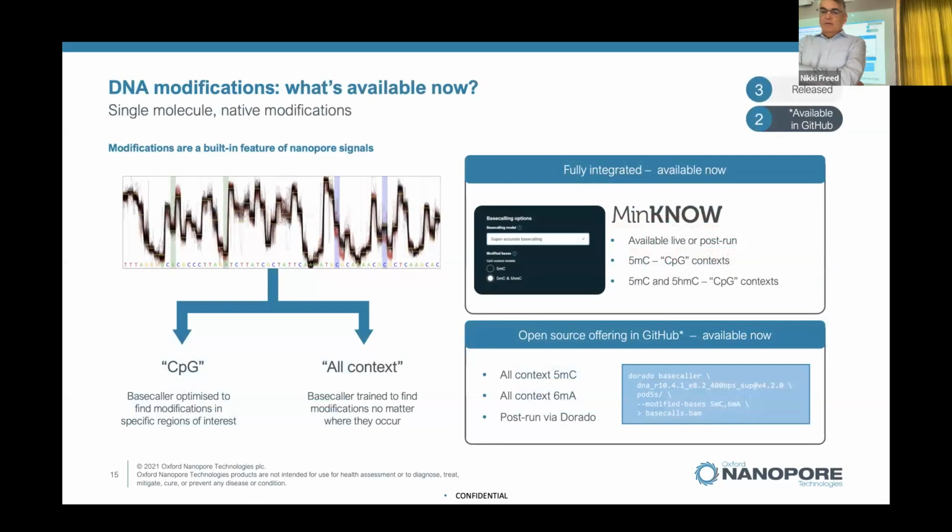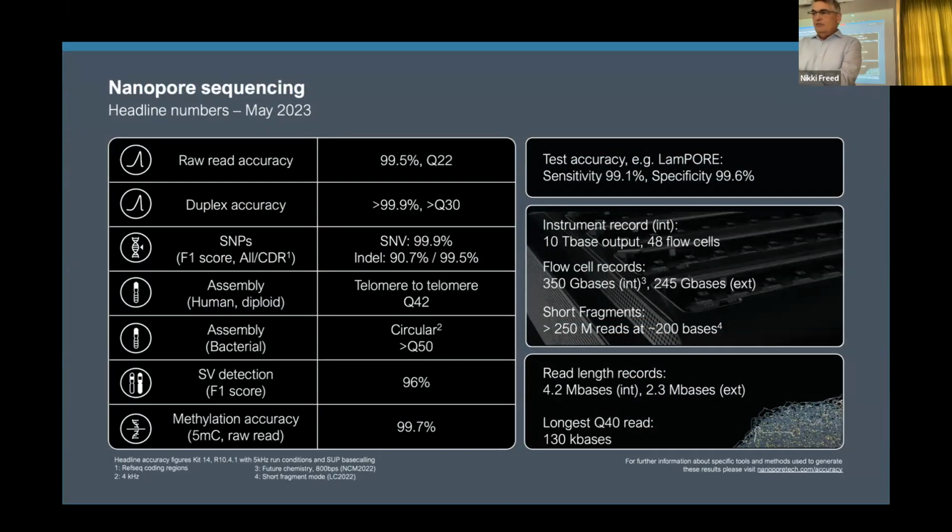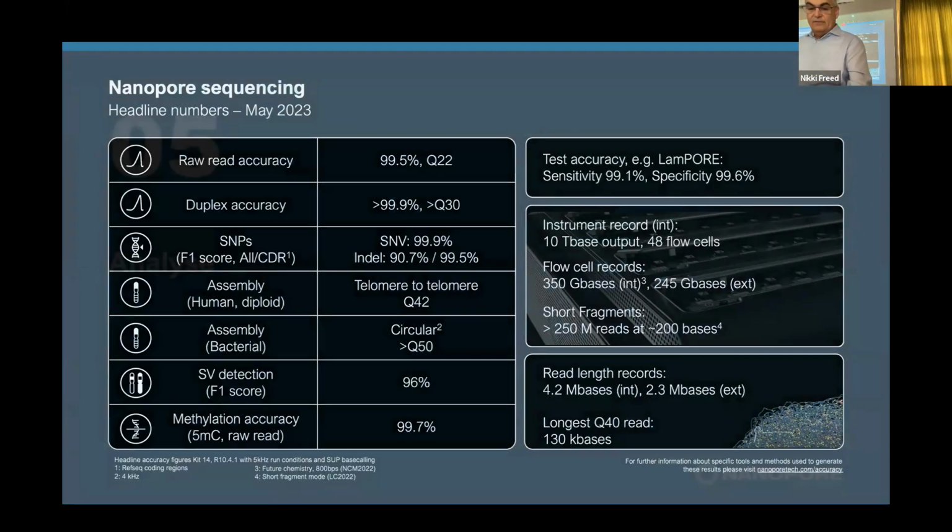As well as methylation, this is from London Calling. We're developing methods for training our algorithms on all context modification calling, as well as other modifications. So 6-methyl-A, for example, is available in Dorado now. So we're moving on to more of the complexity that is in the genome. This is a snapshot of those headline figures that I have been talking about for the last 10 minutes. And these have been steadily improving every presentation I give, every 6 months.